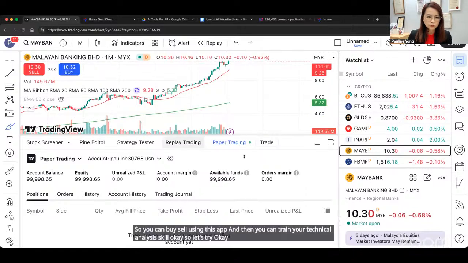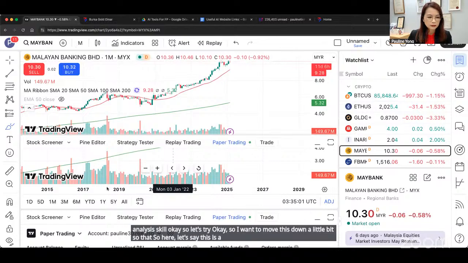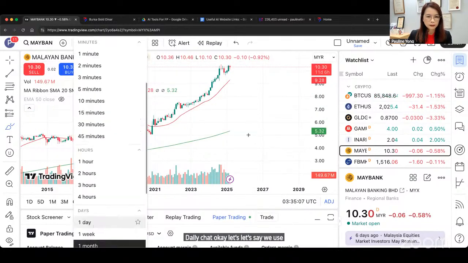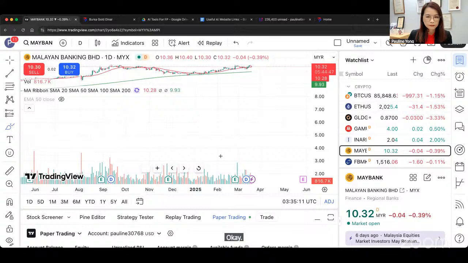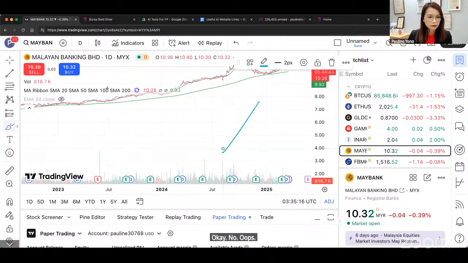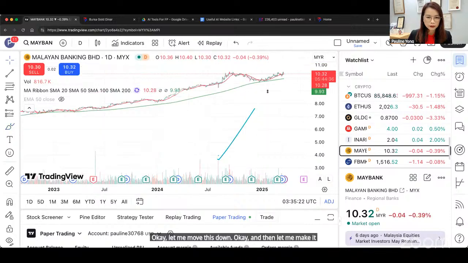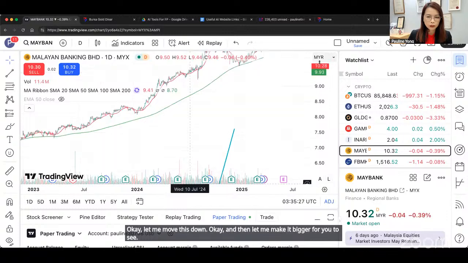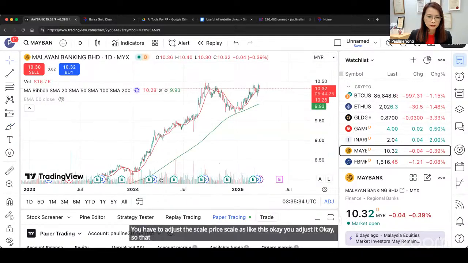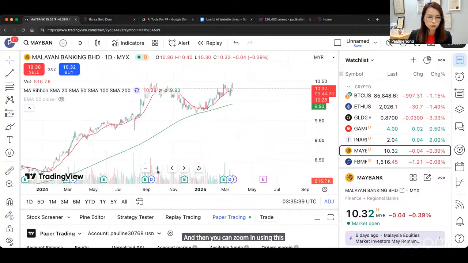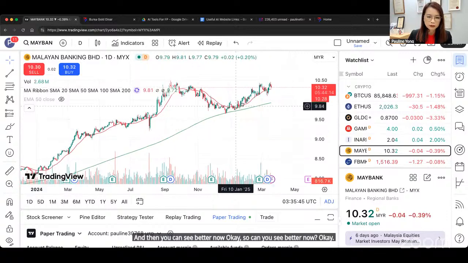Okay, so I want to move this down a little bit. Here, let's say we use a daily chart. Okay, let me move this down, and then let me make it bigger for you to see. You have to adjust the price scale like this, so that it is bigger and clear. And then you can zoom in using this one. Zoom, zoom, zoom. Okay, can you see better now? So you see how the price is moving now.